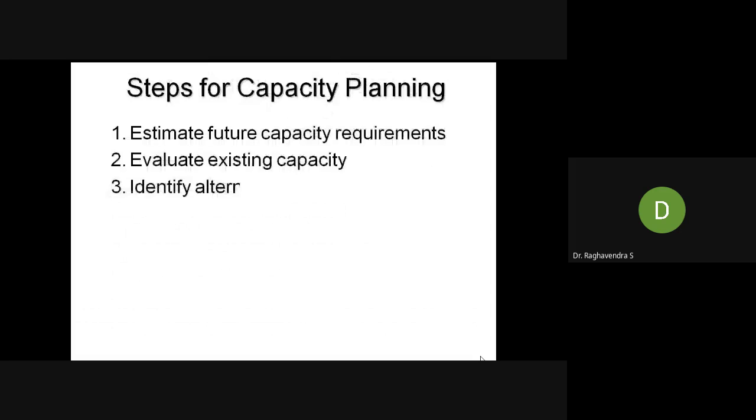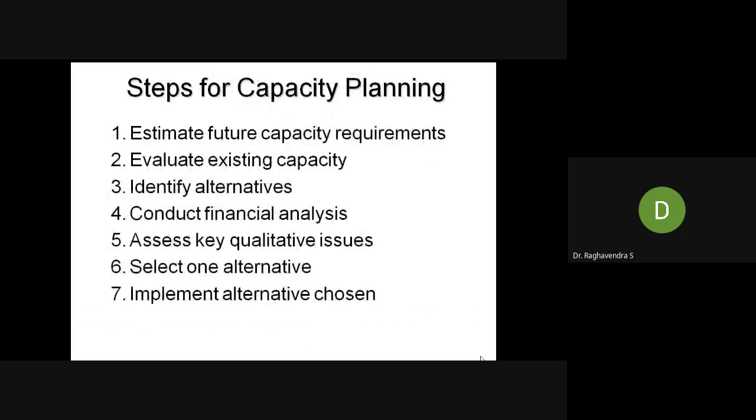So next, we'll look at this. Steps for capacity planning. How to achieve capacity planning? The steps: estimate the future capacity requirements. What are the things you require for the future? Then you should list that. You should estimate that. Next, evaluate the existing capacity.